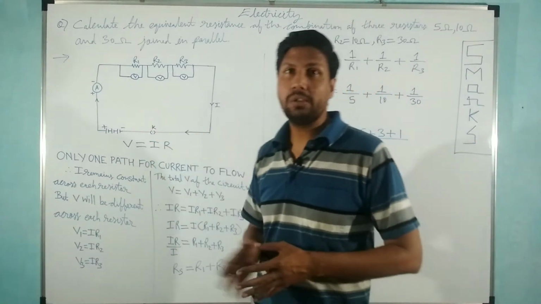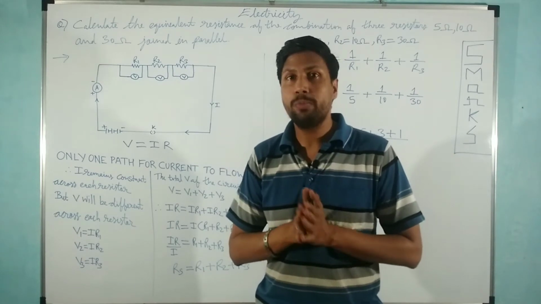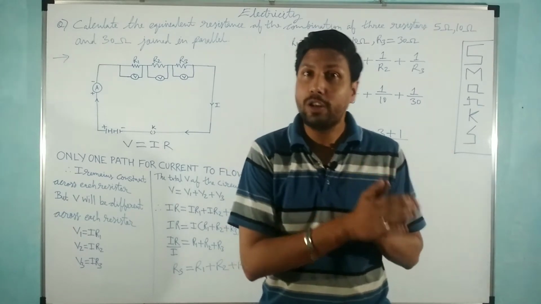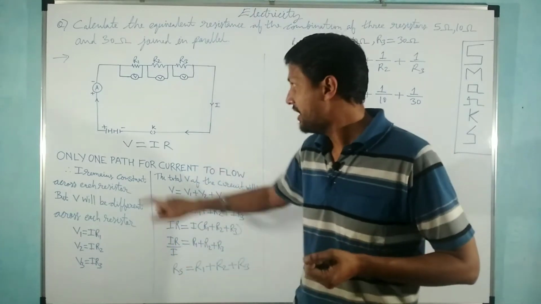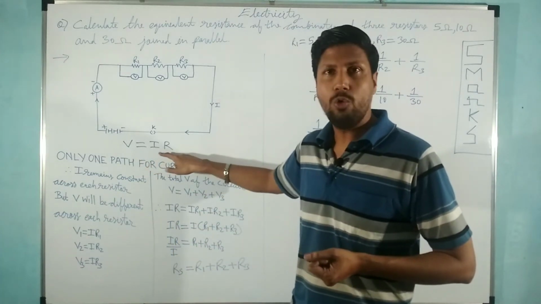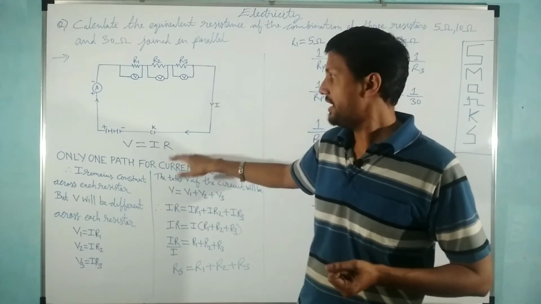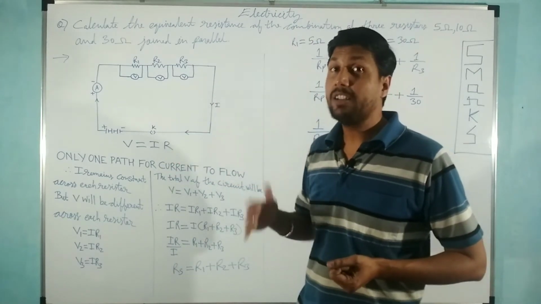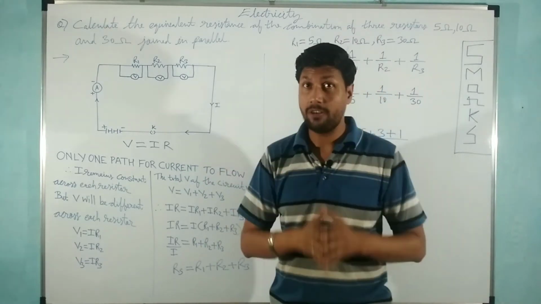After this, we'll say that according to Ohm's law, we can give the potential difference, current and resistance of the circuit by V is equal to I into R. So till here, this was just the intro and Ohm's law. After this, there is the important step. Now listen to me very carefully, dear friends.